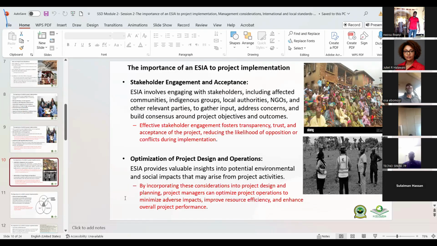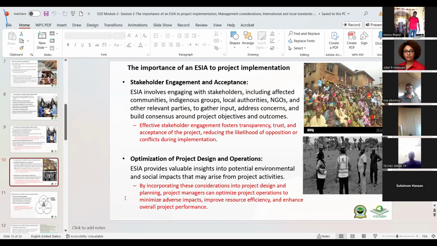Then we'll talk about optimization of project design. If you do what we call proper ESIA, it will provide valuable insight into potential environmental and social impact that may arise from project activity. By so doing, it will help you incorporate all the considerations in terms of design, because the stakeholders will bring up their own ideas. And if you include stakeholders' ideas into your project design, you will see them accepting your project easily.